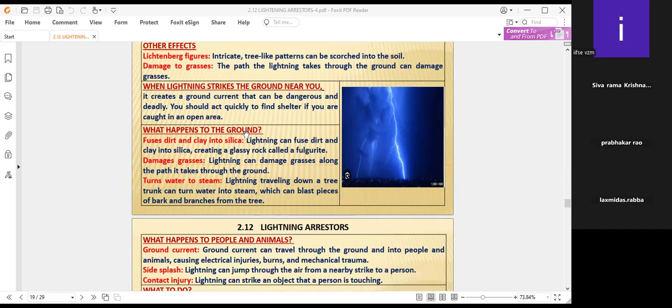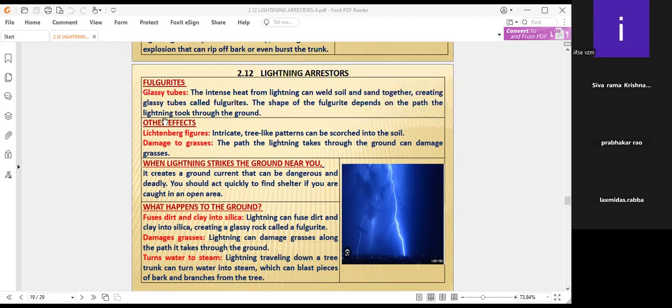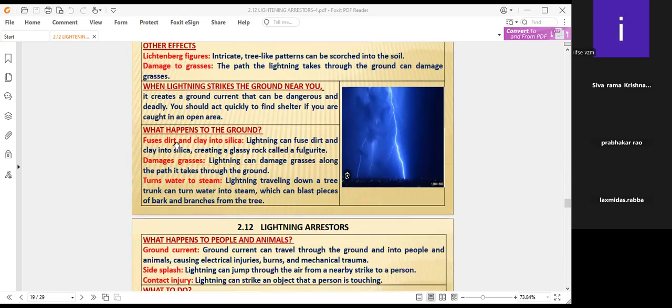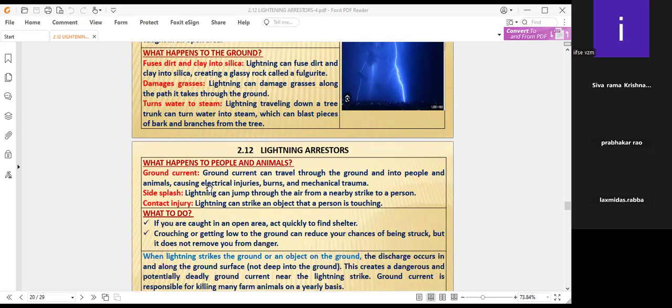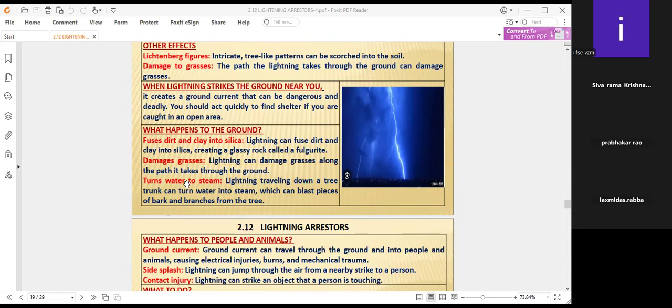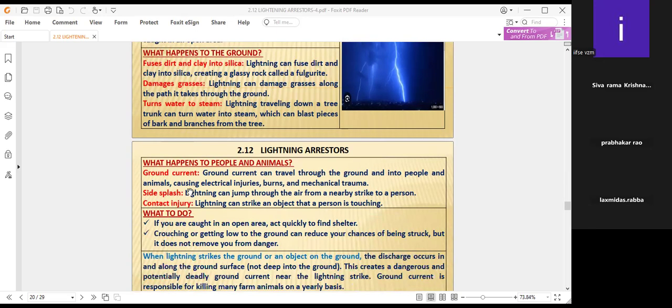What happens to the ground? We already discussed: the electrical shock, if an object is there, it will take it. That means it fuses dirt and clay into silica, damages grasses, and turns water to steam, because that much heat is there in the lightning. And what happens to people and animals? It is fatal.